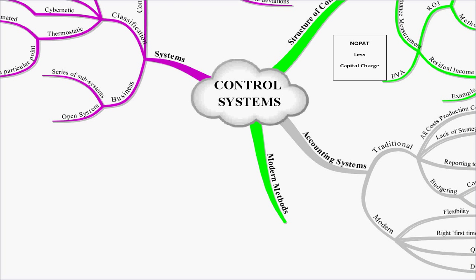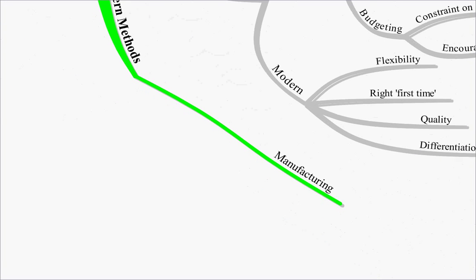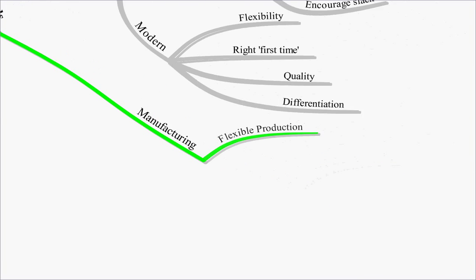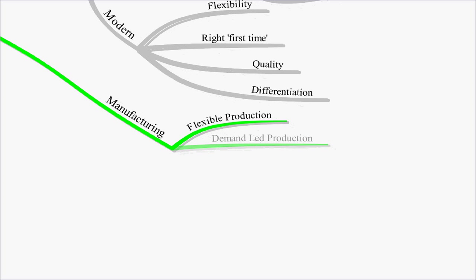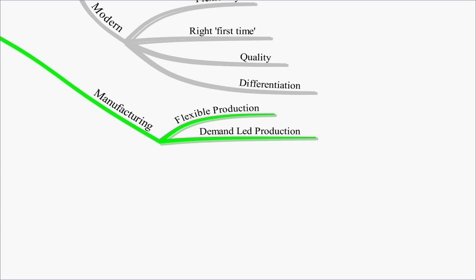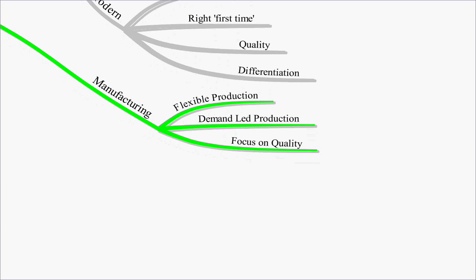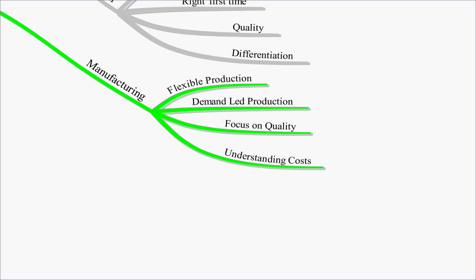So let's look more closely at the modern methods. Firstly, in manufacturing, well, in manufacturing now you want to highlight flexible production. You want to have demand-led production, i.e. don't produce unless the goods are demanded. You want to focus on quality, and you really want to understand your costs, maybe through a system such as activity-based costing.